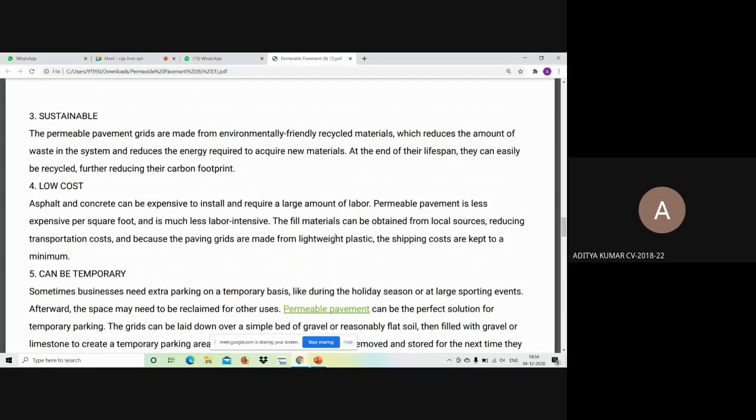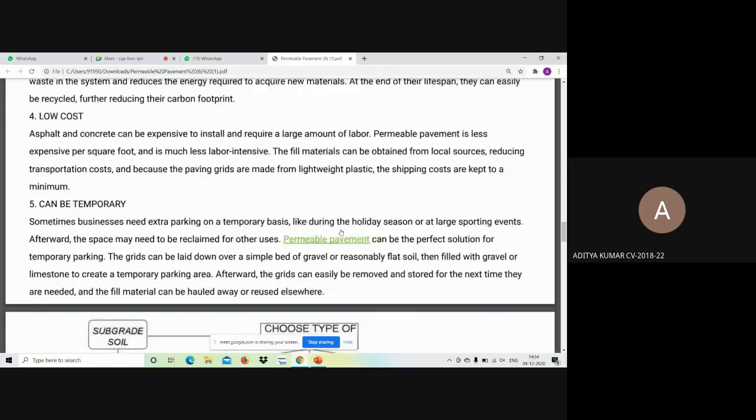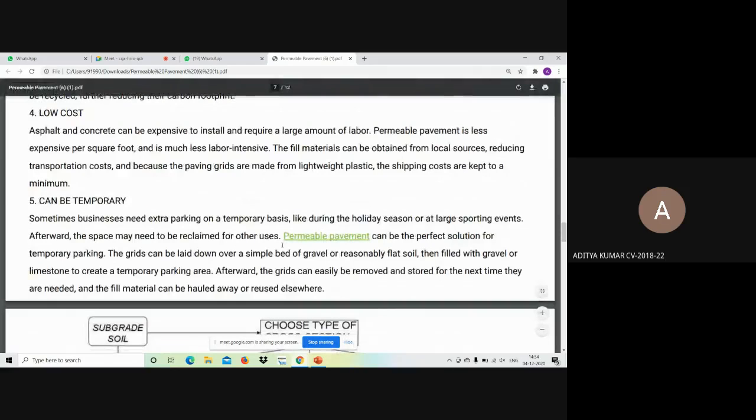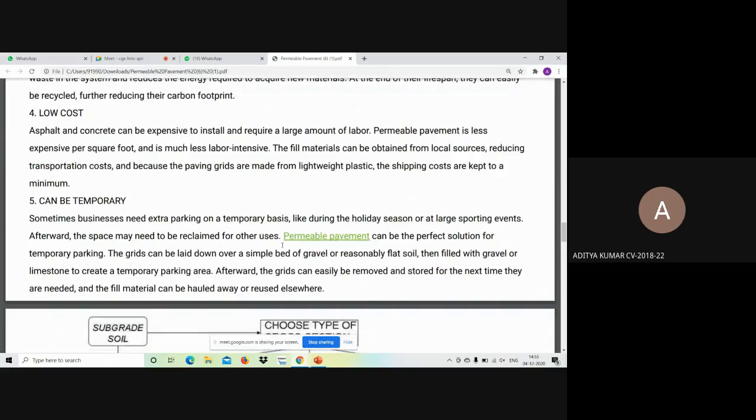The fourth one is that it's low cost. It is cheaper because of less use of natural resources such as minerals, significant reduction in transport, low cost of new material, and less energy used in obtaining and processing new materials. Asphalt and concrete need manpower and installation can be expensive, but permeable pavement is less expensive per square foot and is much less labor intensive.